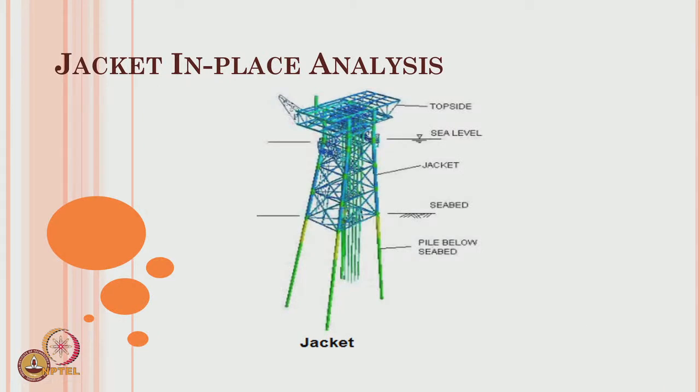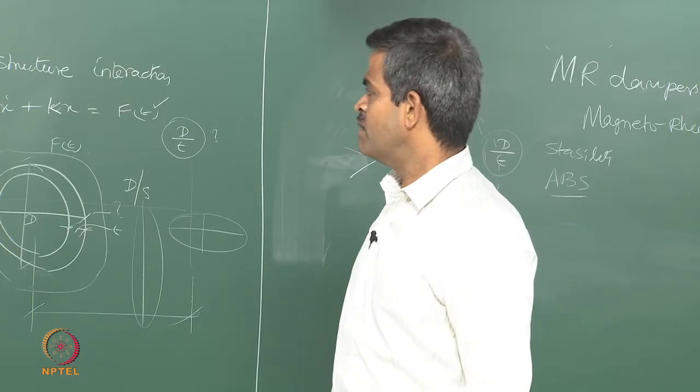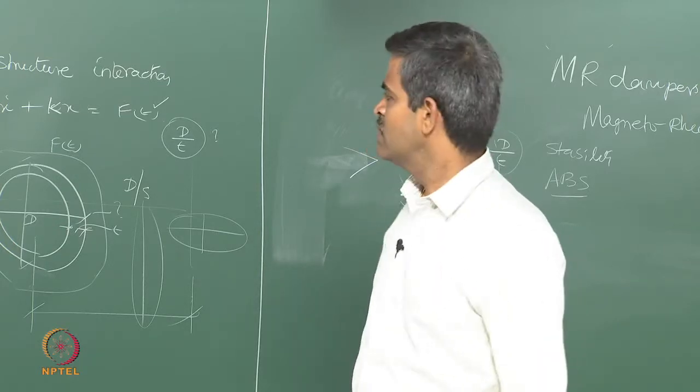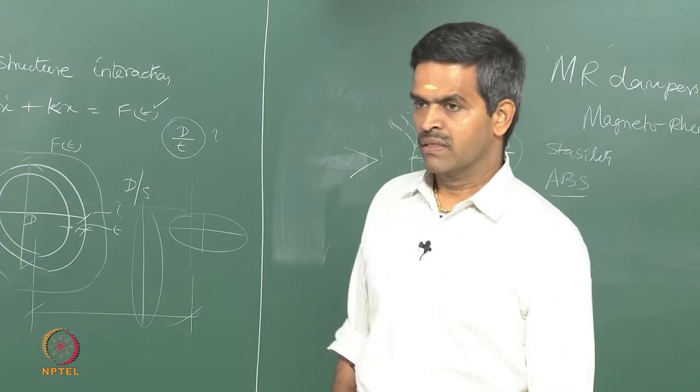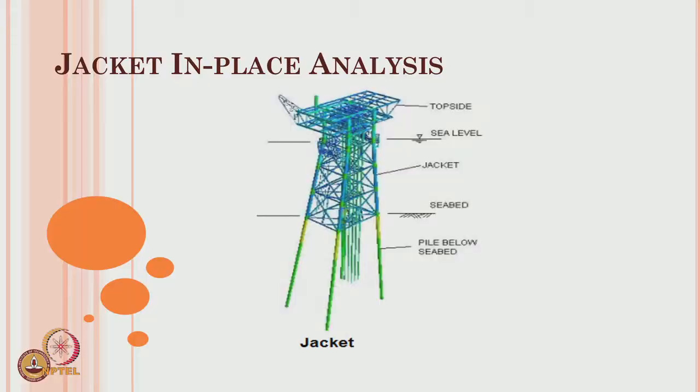So, let us talk about one typical analysis, which is in-place analysis. The schematic figure of the jacket as generated on the software is shown here. The topside is again a truss system, and the seabed and the sea level, the free surface level, are marked. The jacket is a combination of different members: vertical, horizontal and inclined members, which are braces. The seabed of course is a fixed flat bottom, and piles anchor the legs, the template structure, to the bottom using an anchored connection.